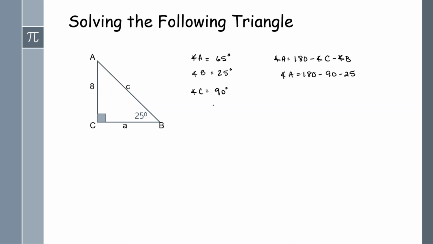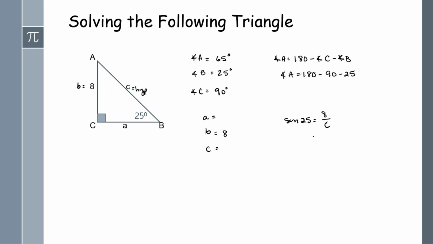Now, to find the two side lengths, I know side A, side B, side C are the three sides. We always name sides by the angle they're across from. So B is 8. Now we're going to use some trig to find the missing two sides. So I know that sine of 25 being opposite over hypotenuse is going to be 8 over C, because C is our hypotenuse.